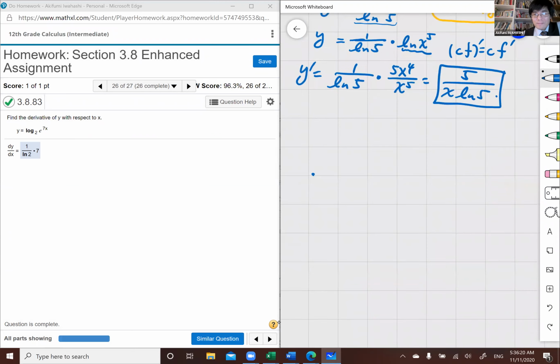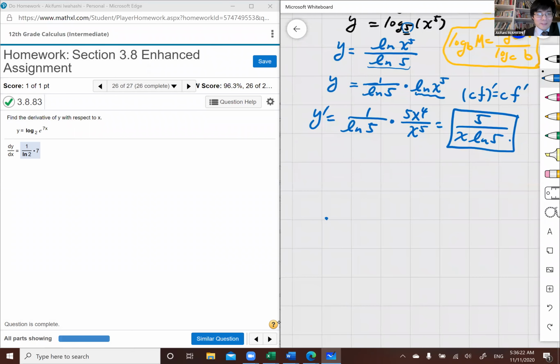Oh, yeah, the screen is freezing. Okay, again, number 26. So I'm not going to explain clearly. Explain it in detail. How do we differentiate this? Okay, I hate this base. So let's change to ln. Okay. I don't differentiate yet.